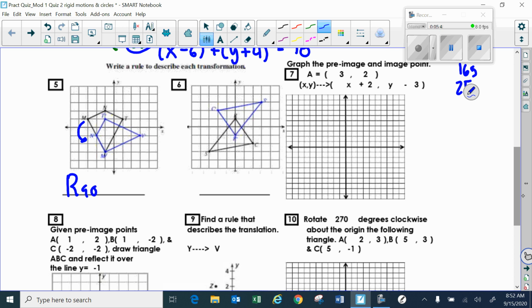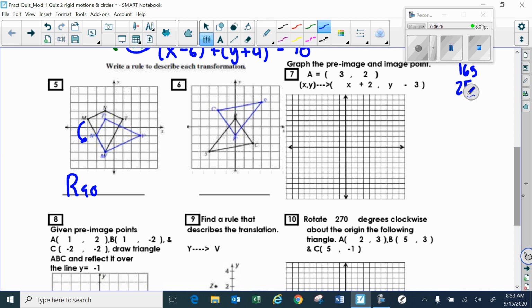Now, let's say you weren't confident that that was it. I could take a point. Well, first of all, I could check to see T goes to T prime, quadrant 1 to quadrant 2, N to N prime, quadrant 2 to 3, M to M prime, quadrant 2 to 3, and V, which is right next to the M prime here, V goes from 3 to 4, and V to V prime.